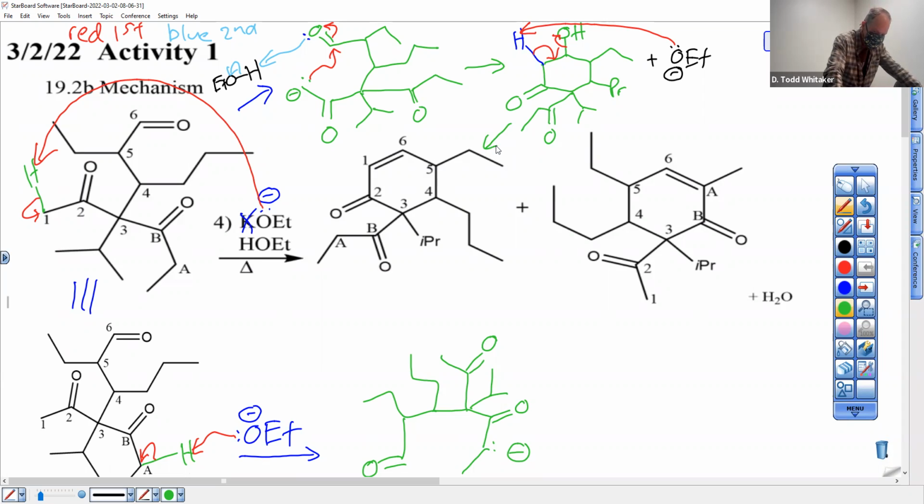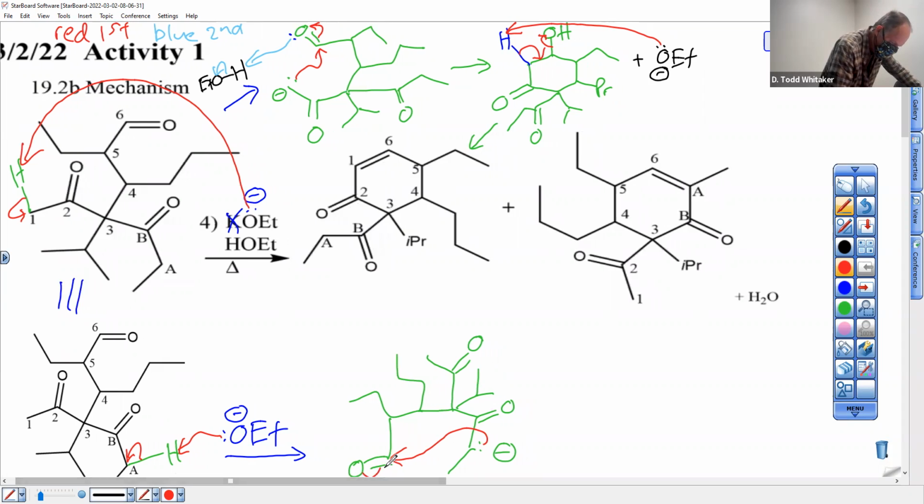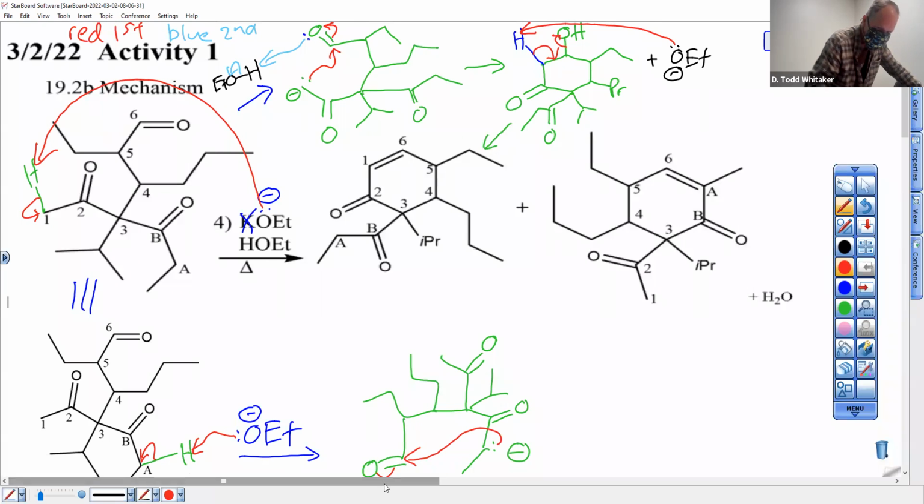Same story on the downside here. Lone pair attacks carbonyl. Pi breaks. Sadly, some of the stuff on the top of the screen might disappear if I'm not careful. There we go, I think I got it. And then HOET. Where's HOET come from? Well, it's a solvent and it's also what you made in the first step. Baby blue.